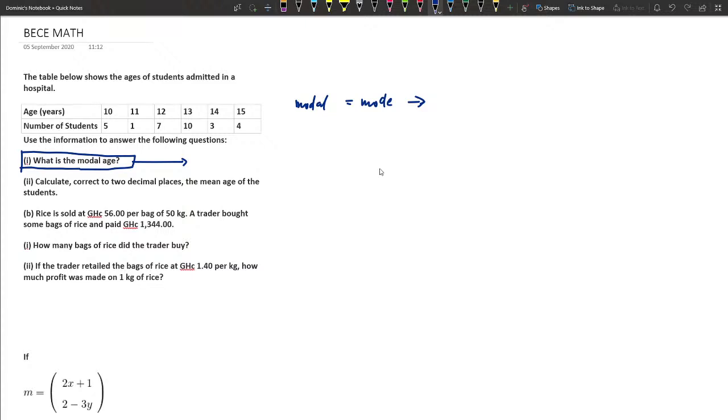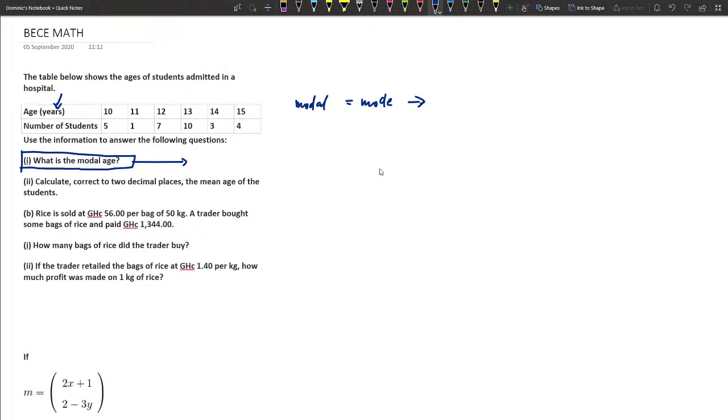So modal is the same as mode, okay? So with this one, the first question, which is the I, we don't even need to do our frequency table before we even answer that particular question. So we can go ahead and state that modal age equals 13 years. Now it is very important that when you are stating the answers to this, you make reference to the unit that has been given, and the unit that has been given is years. So we don't want to see 13 without any form of unit attached to it.